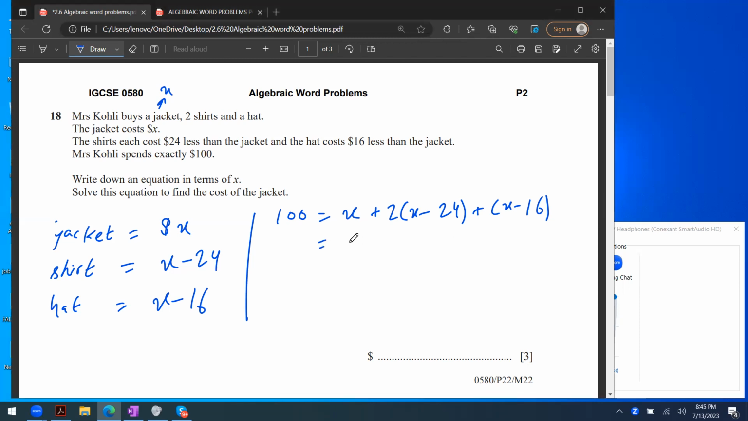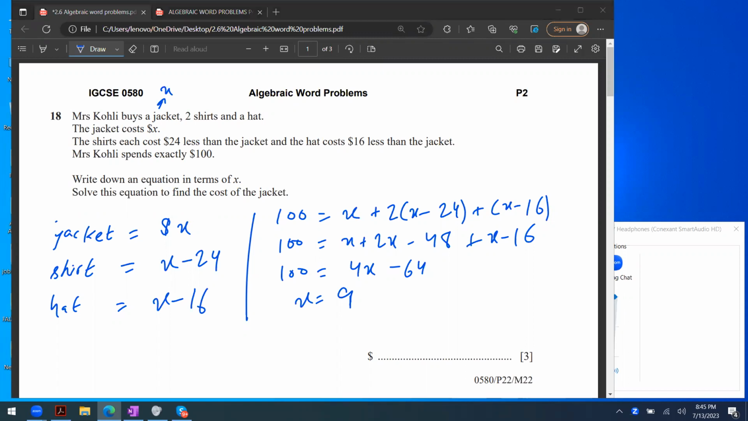Here, we can do X plus 2X minus 48 plus X minus 16 is equal to 100. So 4X minus 64 is equal to 100. X is equal to $9. And what's the cost of the jacket? The jacket is X, right?